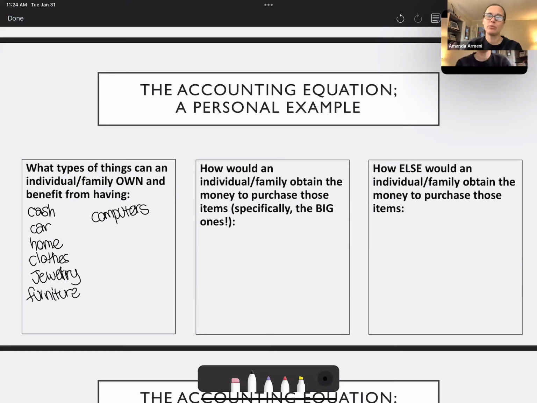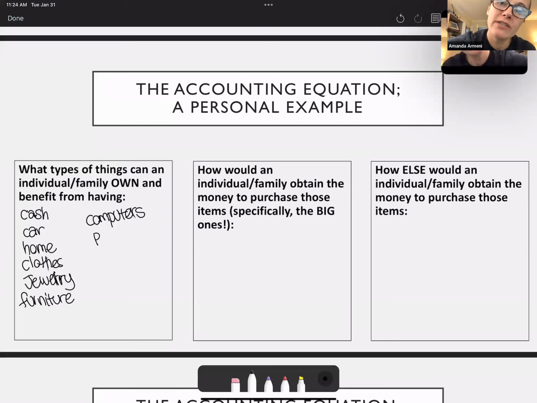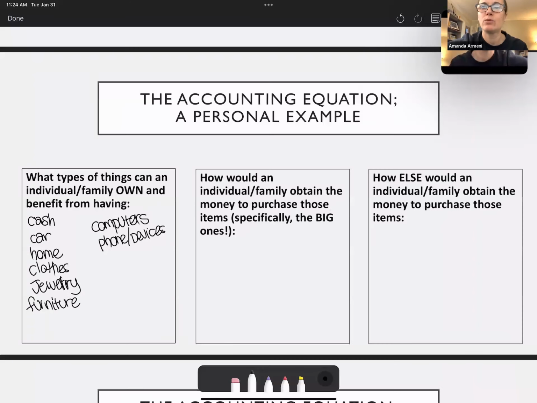I benefit from having computers or phones and devices because I'm able to teach my classes, communicate with students, and do my job. I benefit from having furniture, because I'm able to be comfortable with my family in my home. I benefit from having a home, because I have a roof over my head, keeping me warm at night. So these are things that an individual or family can own and benefit from having. That's the first component of the accounting equation.